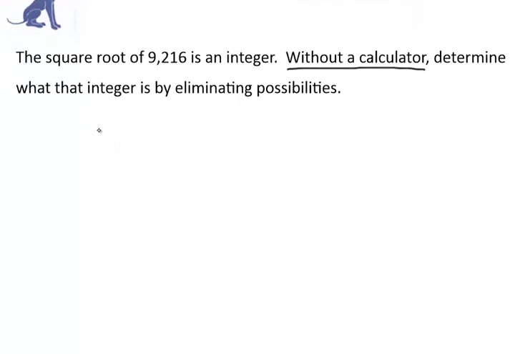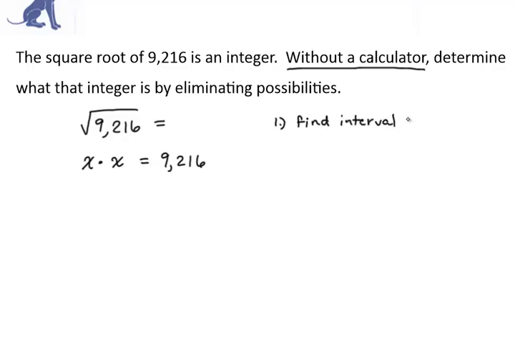Okay, so remember that when you have a square root, you're saying some number. So I have the square root of 9,216. That's equal to basically some number times itself is equal to 9,216. And so basically what I'm going to do first is I'm going to try to find an interval to deal with.